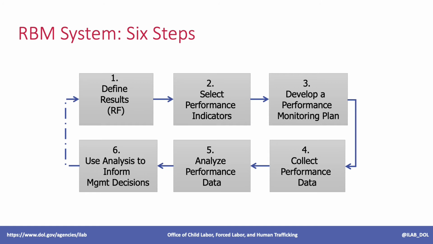Now let's take a look at the 6-step process. The first step in the RBM cycle is to define results through the development of a results framework. In the second stage, we develop performance indicators to help measure those results. In the third stage, we develop a performance monitoring plan to document how data will be collected, by whom, and in what frequency.